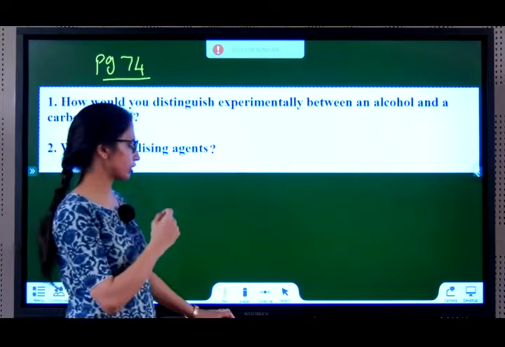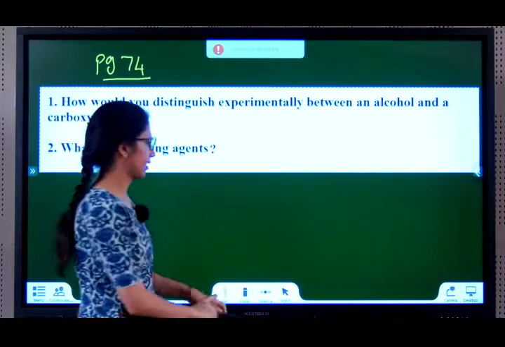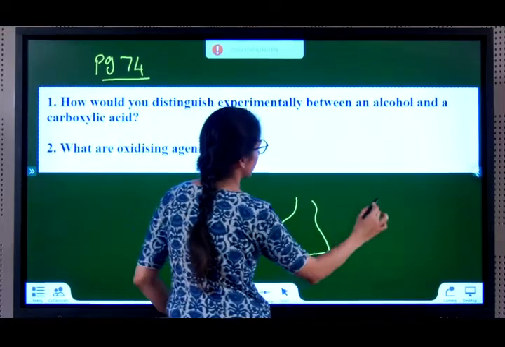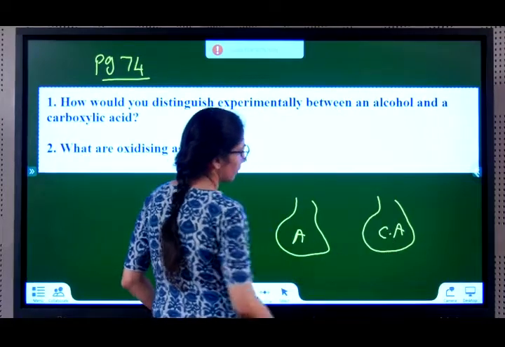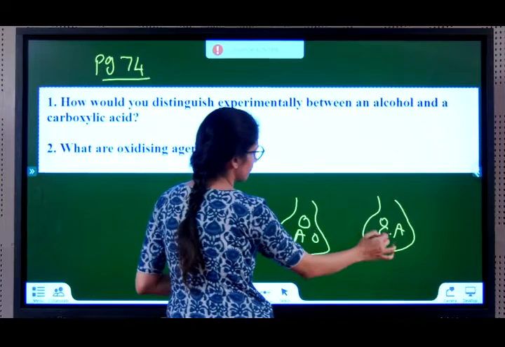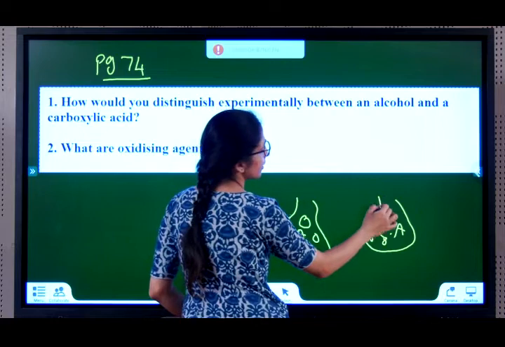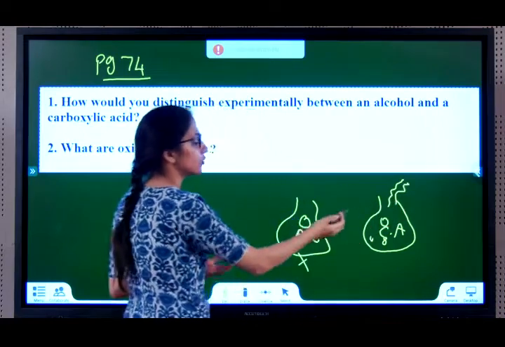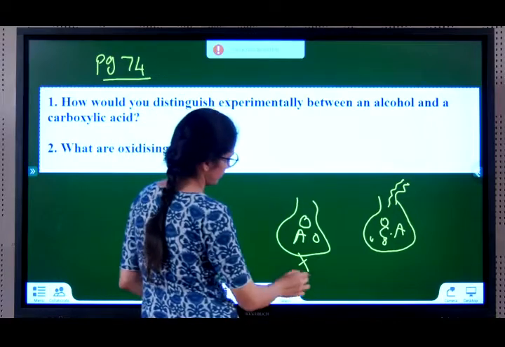So easy to distinguish. You have two liquids, let us say alcohol and carboxylic acid, both are colorless. So I have alcohol here and I have carboxylic acid here. To both of them I will add sodium carbonate. In one I observe no reaction. In the other I observe CO2 gas formed. So the one in which CO2 gas is formed is your carboxylic acid.